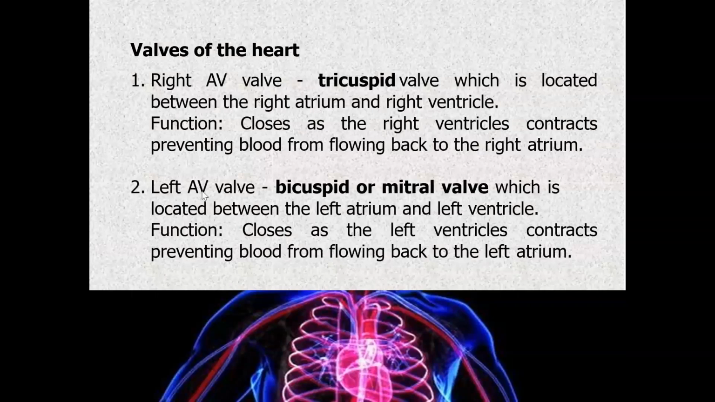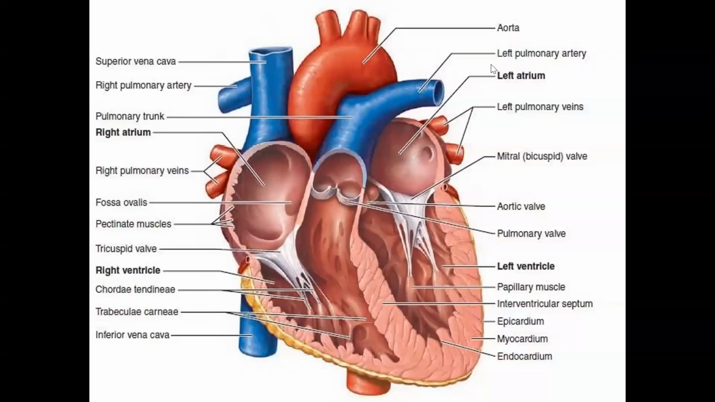Okay, next one is the left atrioventricular valve, also known as your bicuspid or mitral valve. It is called bicuspid valve because it has two cusps. So this is the cusp. This is your bicuspid valve, also known as your mitral valve. It has 1, 2. So you have 2 cusps, that's why it's called bicuspid valve.